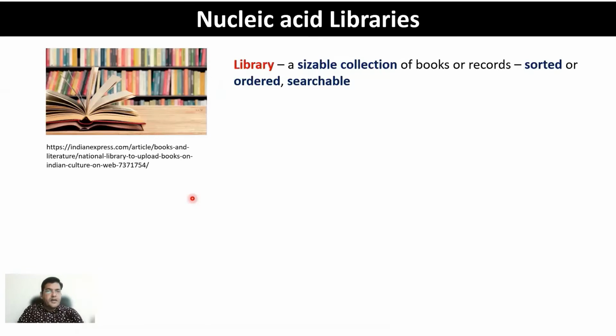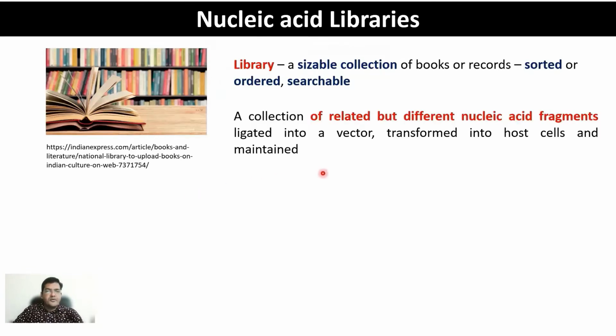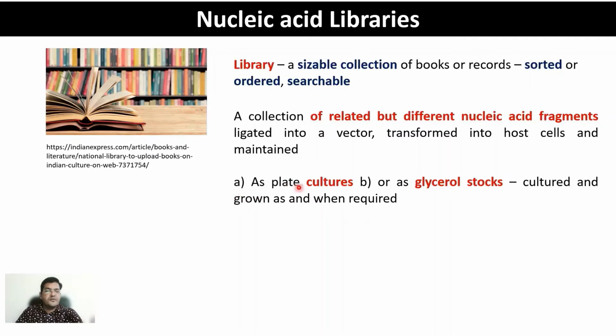So a library in biotechnology represents a collection of related but different nucleic acid fragments ligated into a vector, transformed into host cells, and maintained. One is as plate cultures, so you grow them on plates, and the other is as glycerol stocks, which can be stored for a longer time and can be retrieved as and when required.